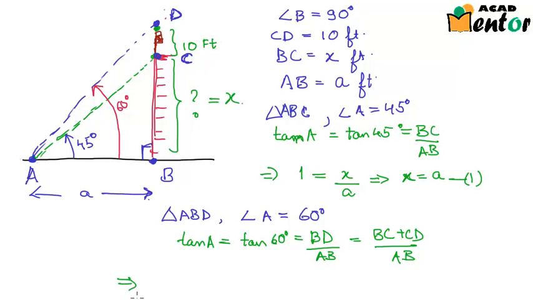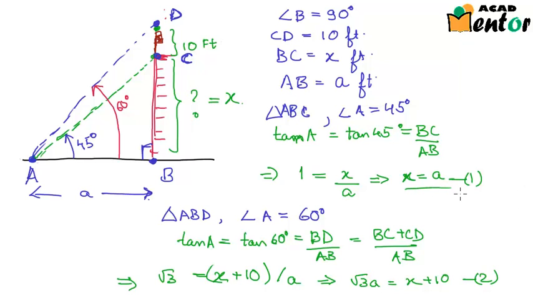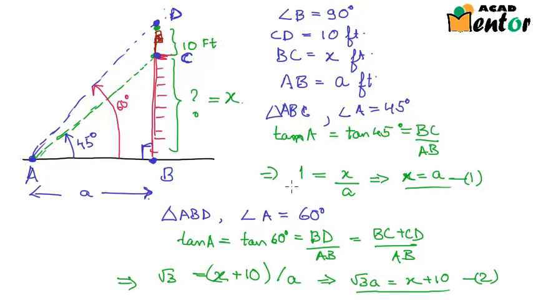So from this we can write tan 60 degrees, which is root 3, is equal to BC, which we had assumed as x, plus CD, which is given as 10 feet, over AB, which we had assumed to be equal to a. So from this we have root 3 a is equal to x plus 10. Let this be equation 2. Now we have two equations, x is equal to a, and root 3 a is equal to x plus 10. Here we have two variables and two equations. So we can easily find out the values of x and a.